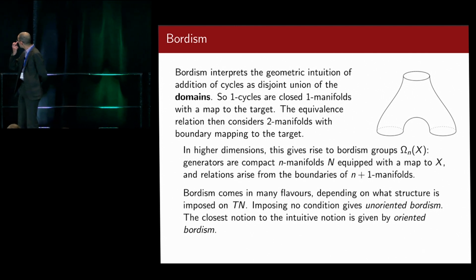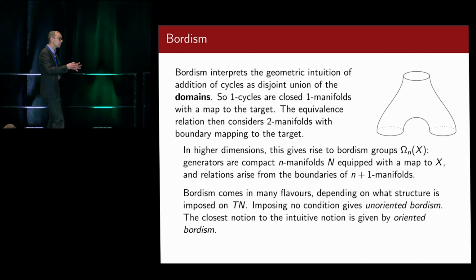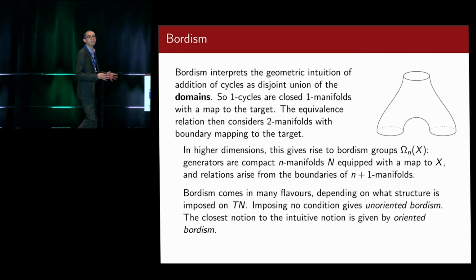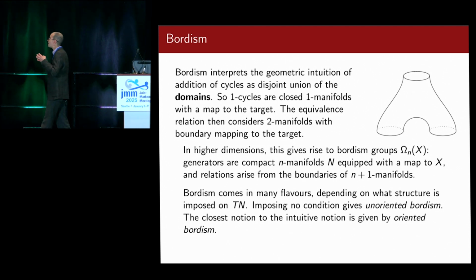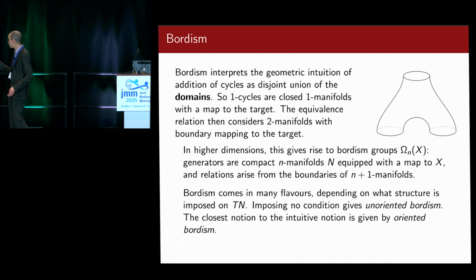So here, when you try to do this idea of linear combination and putting things together, you don't try to do it in the target. You try to do it in the source. So you think of everything as a manifold mapping to your target. If I have some topological space X, I'm going to look at 1-cycles in X. Really, 1-bordisms over X are going to be closed manifolds with a map to X.